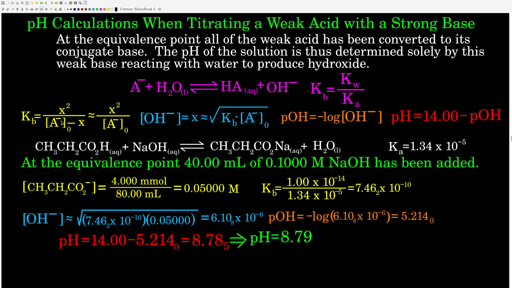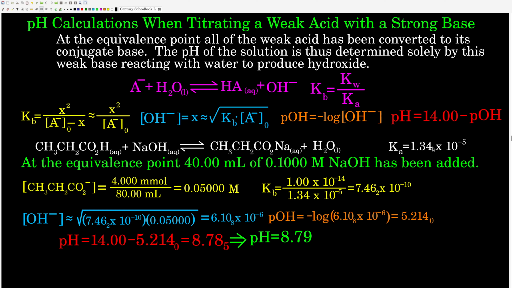Kb equals x squared over the initial concentration of the base minus x, assuming we can neglect x, so x squared over the initial concentration of the base. And x is the concentration of hydroxide and the concentration of the conjugate acid, but we don't care. What we care about is x is the equilibrium concentration of hydroxide at the equivalence point here. That's our x. So rearranging this, we see that hydroxide ion concentration is just the square root of the Kb times the concentration of the base form. Once we get the hydroxide ion concentration, get the pOH, negative log base 10 of the concentration of hydroxide, and then pH is 14 minus the pOH.